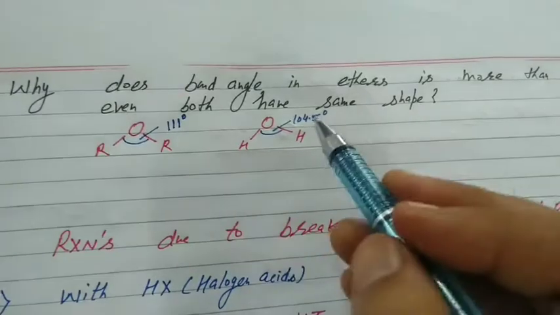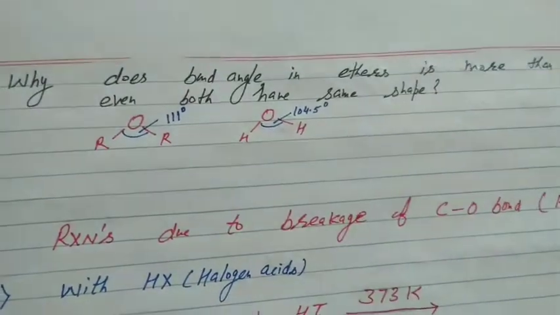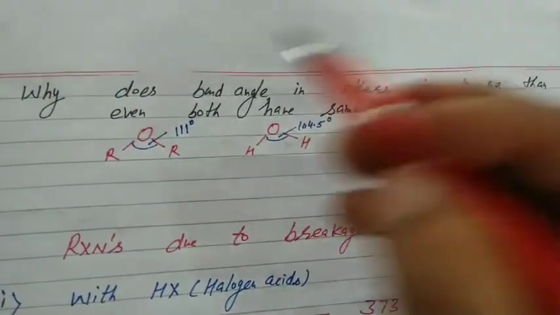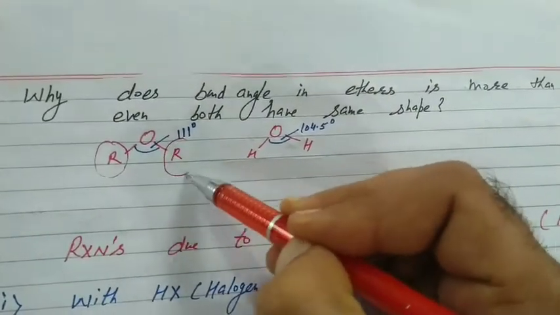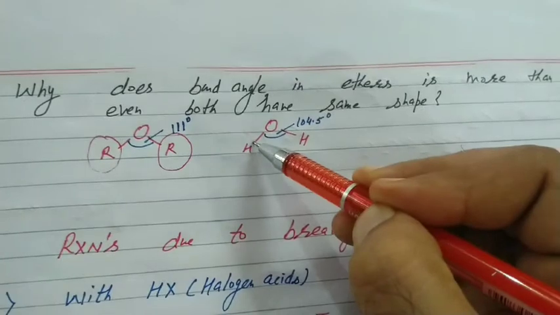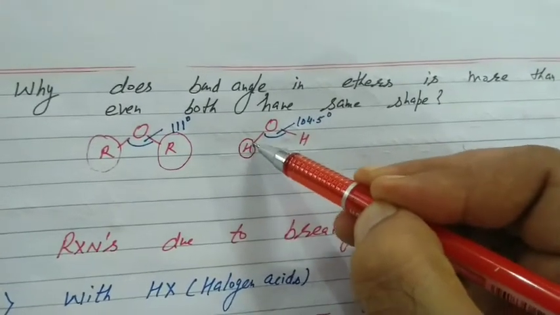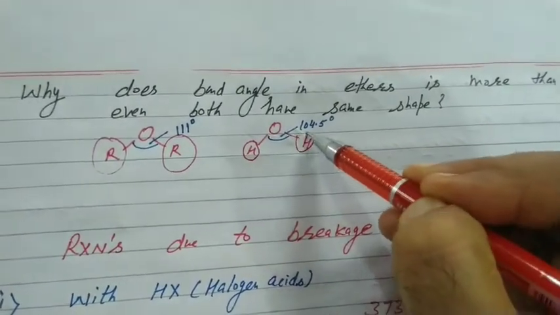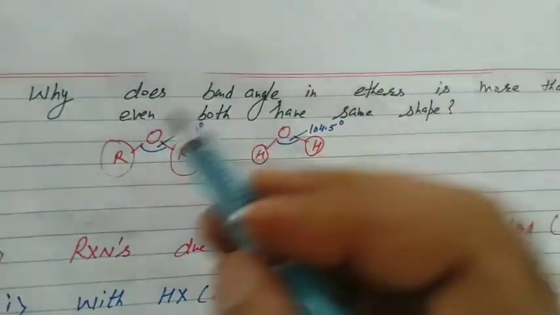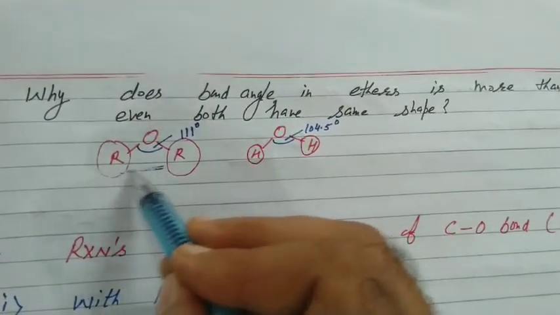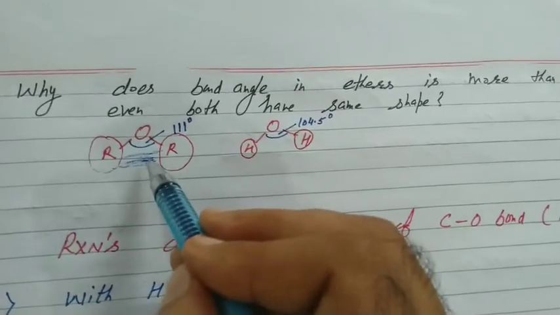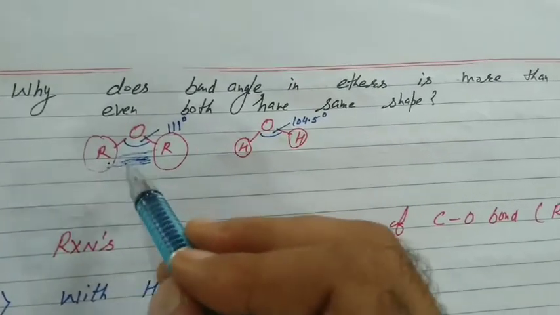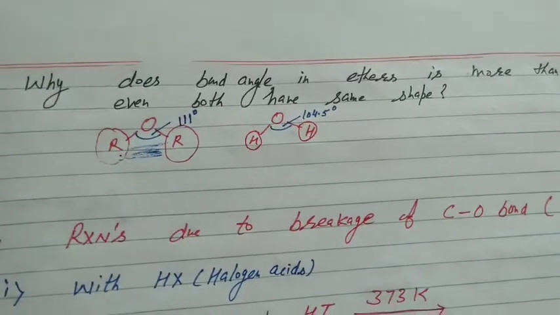Same shape. Why is the bond angle in ethers more? Students, it is clear. In ethers, oxygen is surrounded by bulky groups, while in water, oxygen is surrounded by smaller hydrogen atoms. Now what will happen? It is due to greater repulsive forces between bulky alkyl groups. Due to greater repulsive forces between bulky alkyl groups, the bond angle in ethers is more as compared to water.